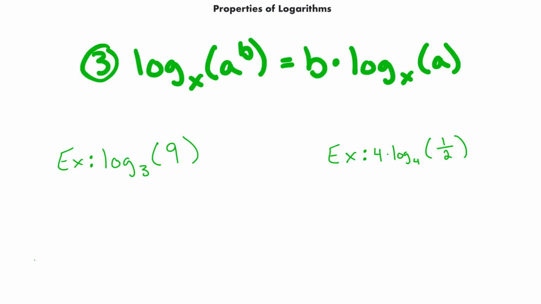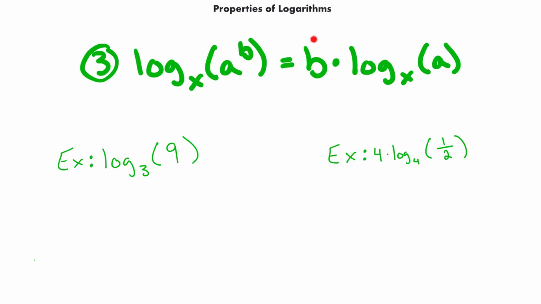Property number 3, this we use all the time. Log base x of a to the power of b is equal to b times log base x of a. That is to say, if you have a power inside of a logarithm, you can bring that power outside. So this power of b, according to this property, I can bring outside of the logarithm through multiplication.